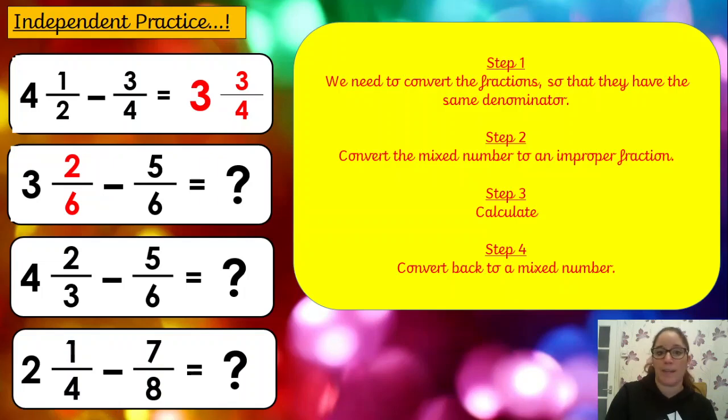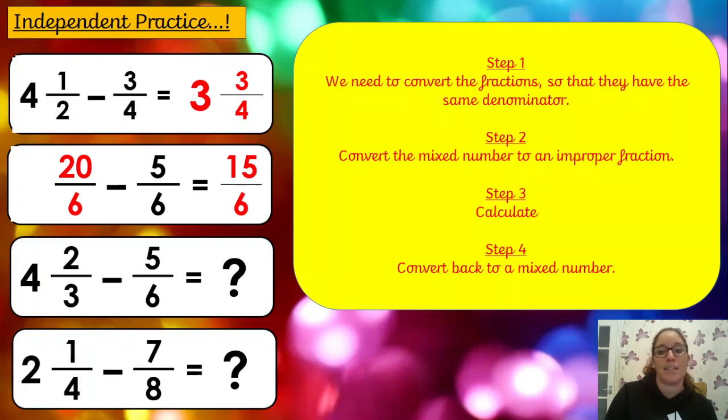Okay, we can't calculate them yet because we've still got that whole number. So let's do step 2 and convert it to an improper fraction. So we're going to times 6 by 3. 6 times 3 is 18, plus the 2. It's going to give us 20. Take away 5/6 is 15/6. So we've calculated for step 3.